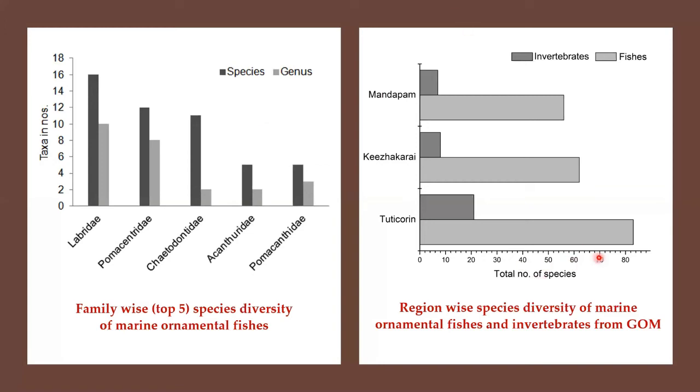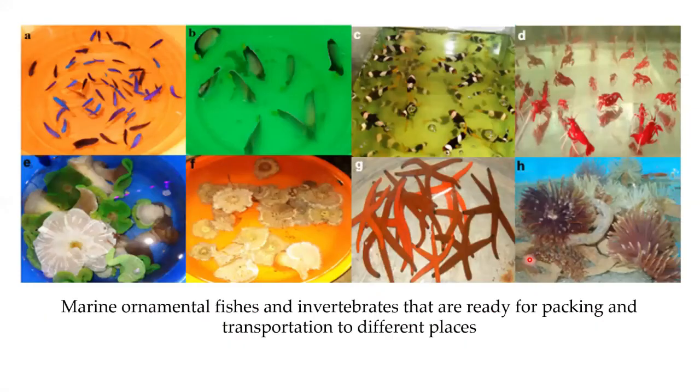So Tuticorin constitutes the majority of the supply, because the ornamental fish collectors or the ornamental wholesalers are more in the Tuticorin region compared to the Kilakarai and Mandapam counterparts. So these are some fishes which we took pictures of in the wholesalers while visiting the wholesalers.